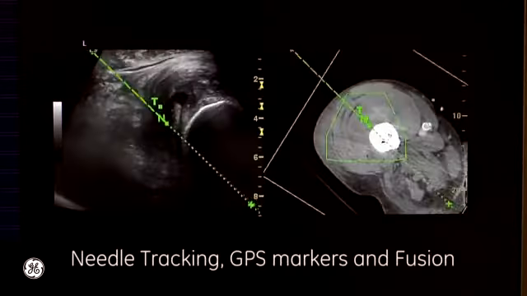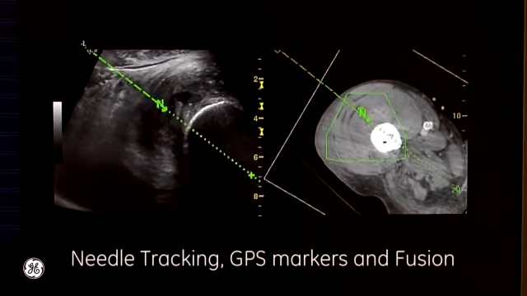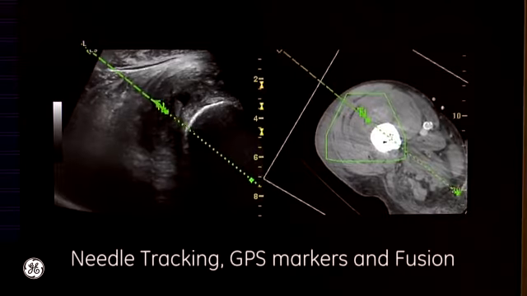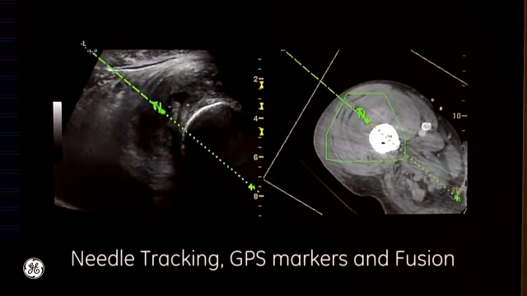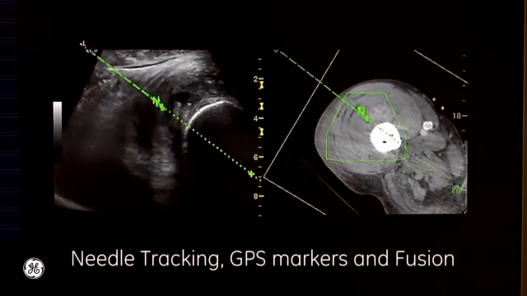In this image, we see in volume navigation all of the technologies brought together. We see needle tracking, GPS markers as noted by the T, and image fusion as seen here with the ultrasound and the CT image being used all together. As you have seen, there are many different ways that volume navigation can assist you through fusion, GPS, or needle tracking, all incorporated on the LOGIQ E9 system.